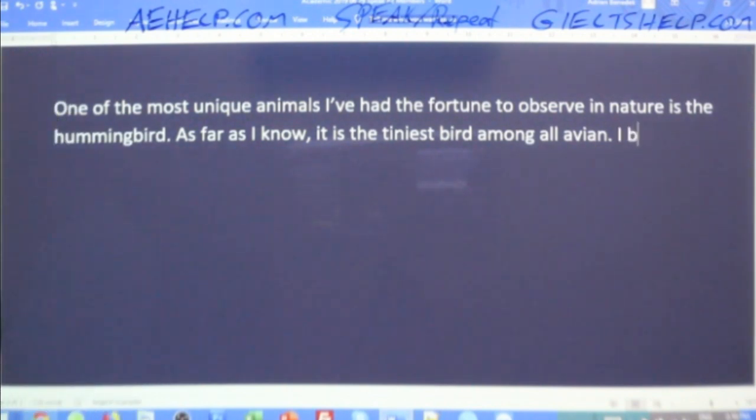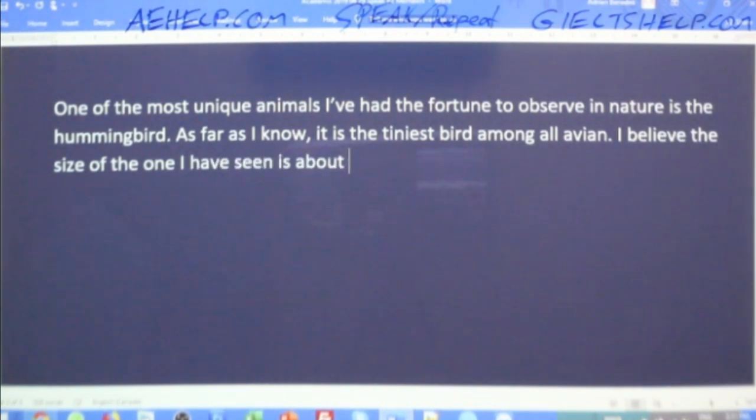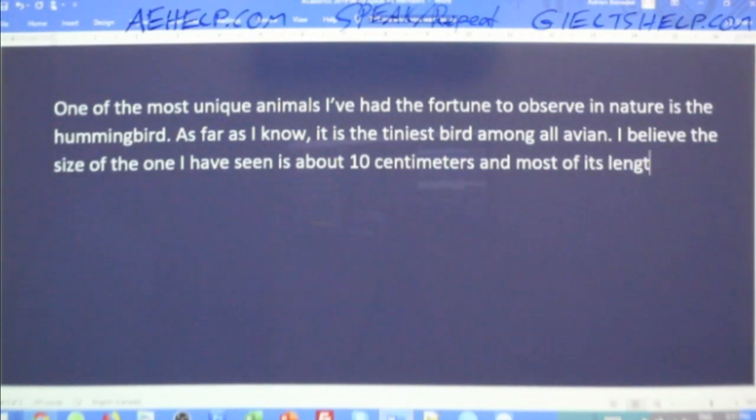I believe the size of the one I saw, or I have seen, is about 10 centimeters. And most of its length is the long beak.